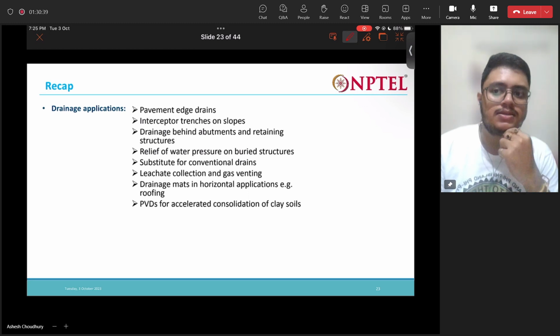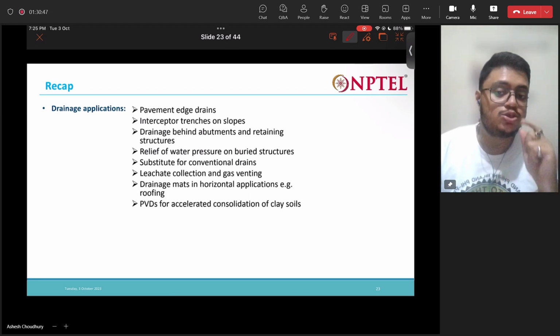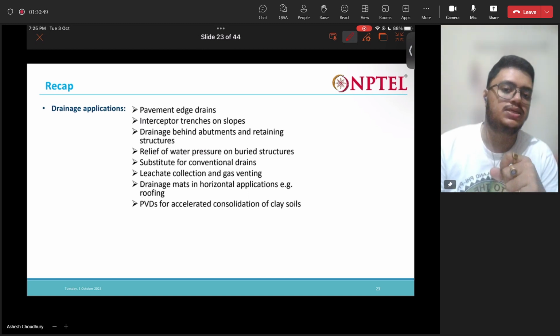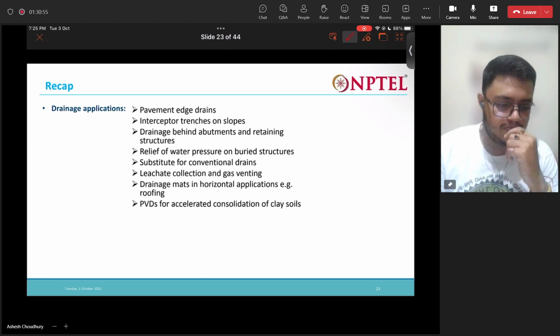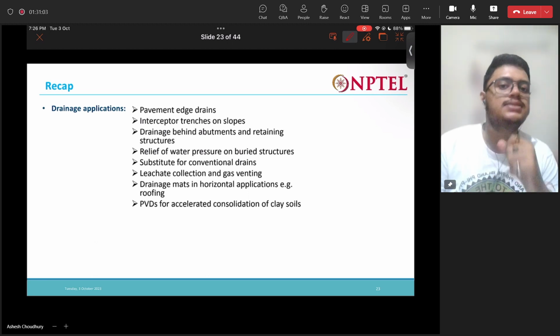Can you name that thing? What is the one more? Okay, what is one more geosynthetic that is used for drainage application apart from geotextile? Very important. Whose main purpose is drainage. If you remember, that is what? Geonet. Right, that is geonet.